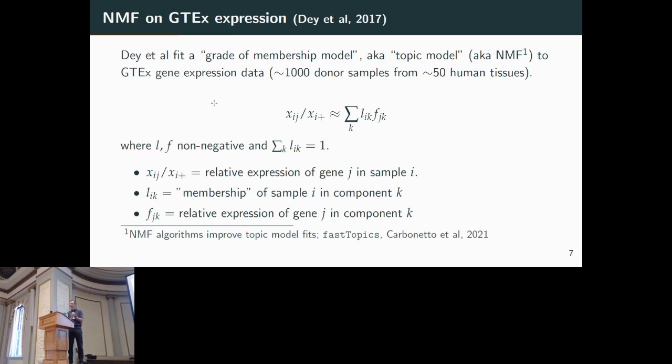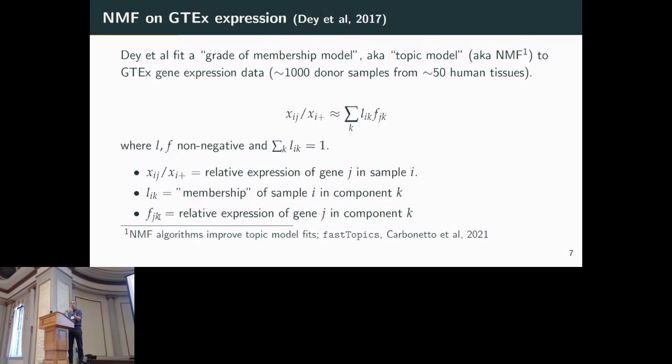And essentially, we're applying non-negative matrix factorization to the matrix, or a normalized version of it. So you can interpret x_ij over x_i+ here as the relative expression of gene j in sample i. And so L and F now become interpreted as, you can think of L as representing the membership of each sample i in each component k.